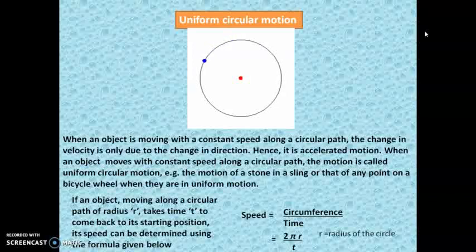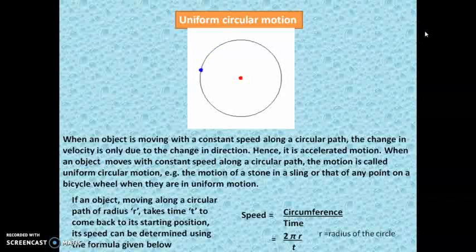So you can see that the object is moving along a circular path. Hence, it is an accelerated motion. Now, does a circle have any direction? No, no specific direction as such. So it's a circular path. So, when an object moves with a constant speed along a circular path, the motion is called uniform circular motion.